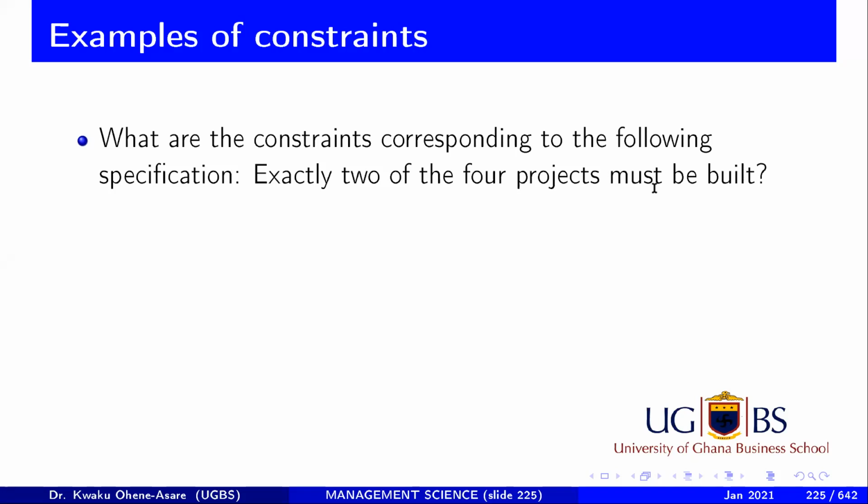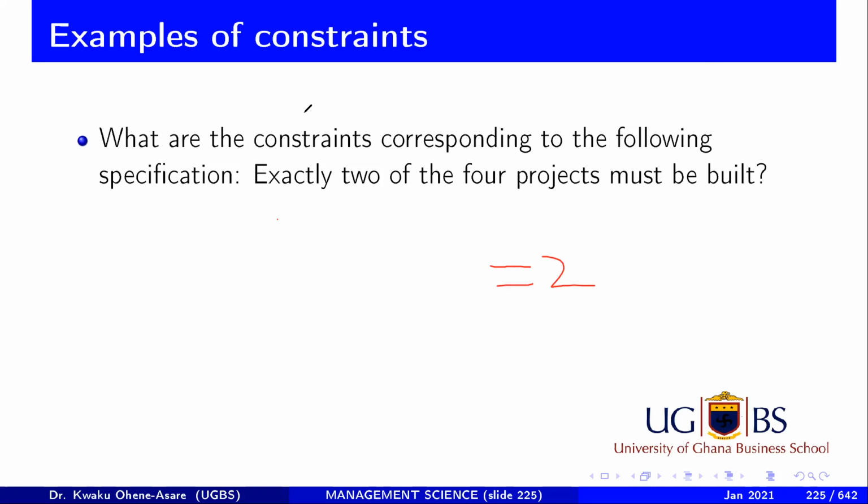And remember, now we know that the final value of each of these projects has to be 0 or 1. So the maximum value x1 can be is 1, and the maximum value x2 can be is 1, because it's either 0 or 1. So exactly 2 of the 4 projects must be built. How would that have been? Exactly 2 of the 4. Okay, so this is going to be what? Exactly 2 means equal to 2.